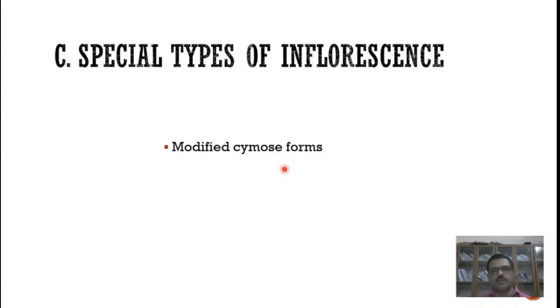In cymose inflorescence, we have seen that the peduncle shows limited growth or determinate growth, and these peduncles get modified into different types of structures to form special inflorescence. So they are neither racemose nor cymose in one sense, and in another sense, because of the limited growth of peduncle, they can be considered to be a type of modified cymose inflorescence. So now let us look at the different types of special inflorescence.